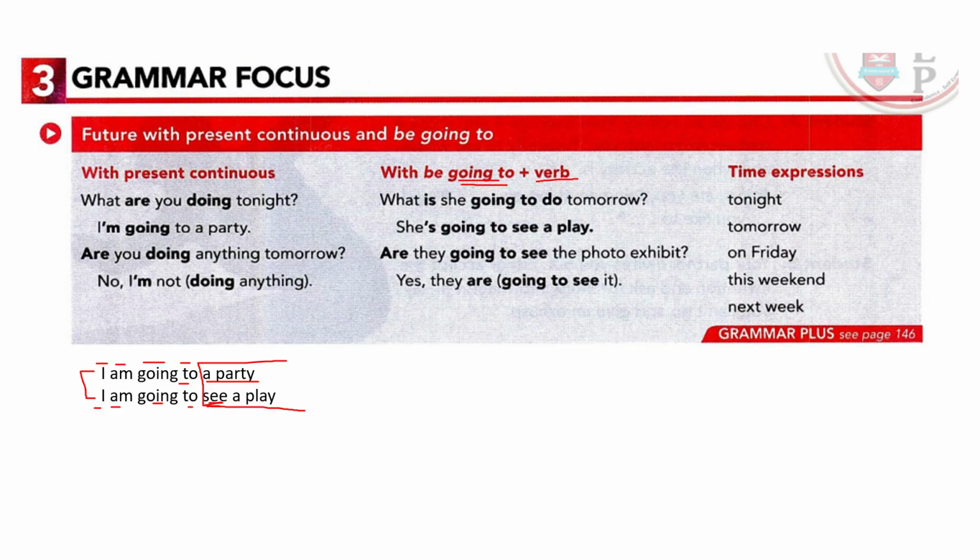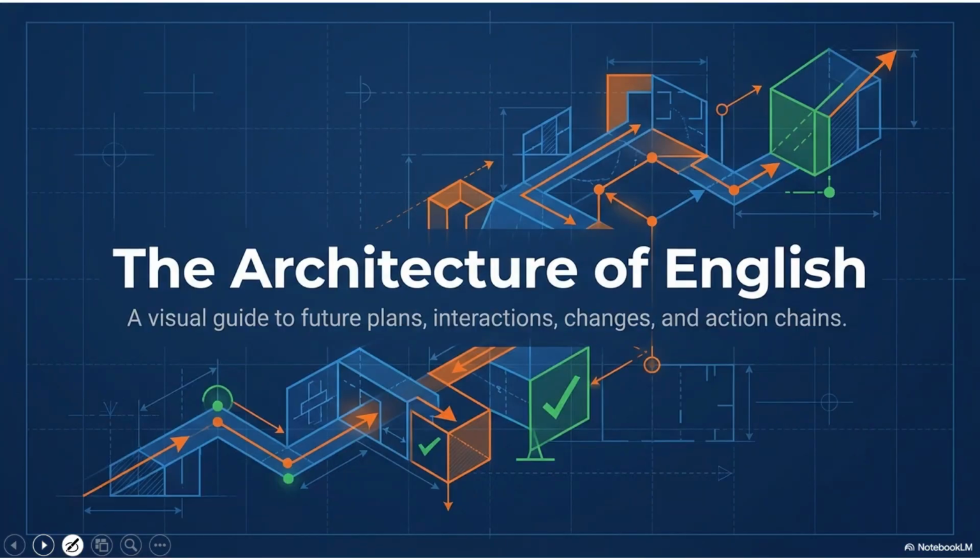So that's how I can identify a sentence that is in present continuous using going to, and a sentence that is in the future using going to as well. Because after the to, the going to sentence uses a verb, while the other one uses a place or an activity. Okay? Don't forget that. So now, let's continue.